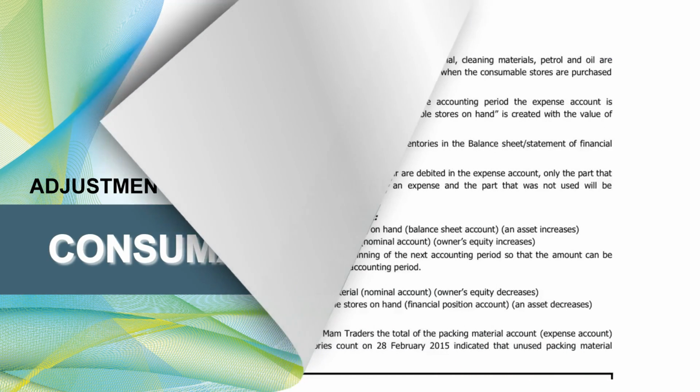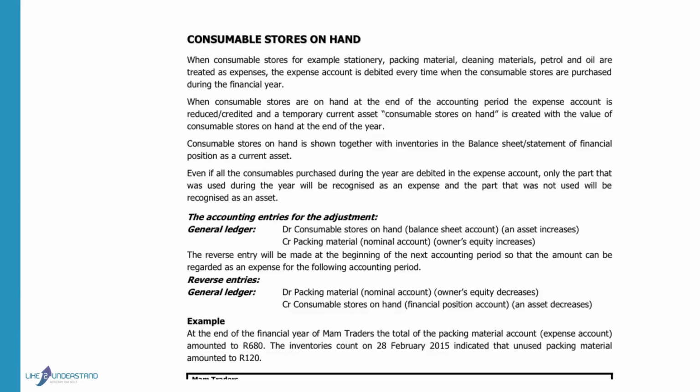Good morning. We will pay attention to consumable stores on hand at the end of the financial year. When consumable stores, for instance packing materials, stationery, cleaning materials, refreshments, are treated as expenses, the expense account is debited every time we buy the consumable stores. That means if we buy packing material, we will debit packing material, credit the bank. Debit stationery, credit creditors control.